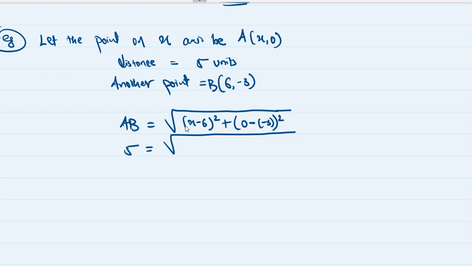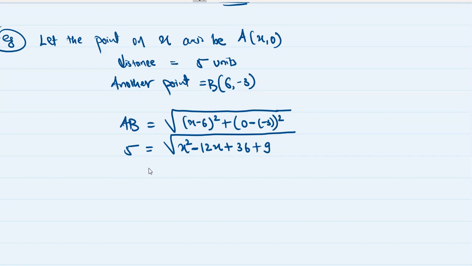Okay, x minus 6 the whole square. Should we expand it? Okay, let's expand it. So we get x square plus 2 into x into 6, that is 12x. I think it is minus 12x because x minus 6 the whole square. So x square minus 12x plus 36. Okay, so this will be 0 minus minus 3, which is plus 3. 3 square is 9. So this will be plus 9.